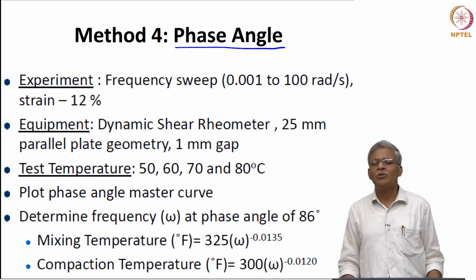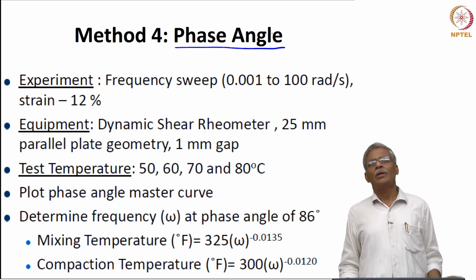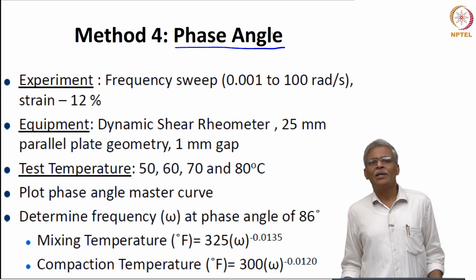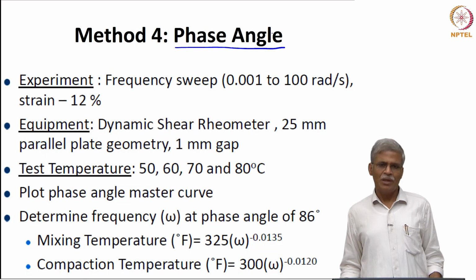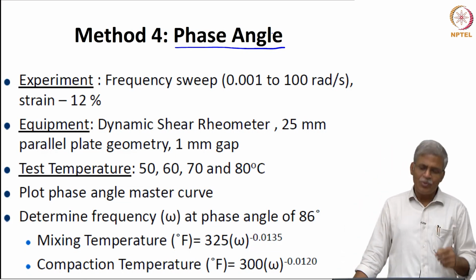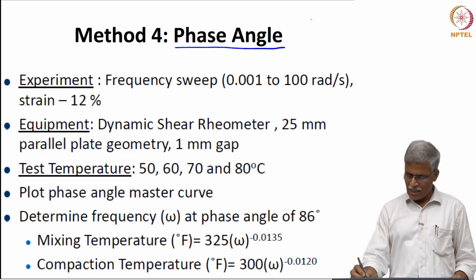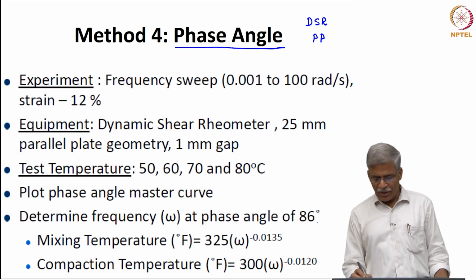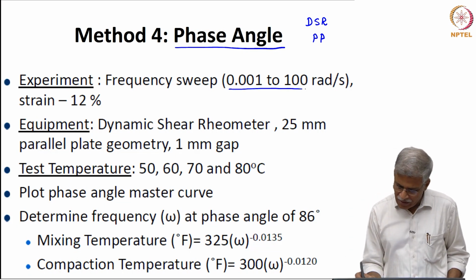Please understand, I am using the words tried out because even now in most places the manufacturer recommended mixing and compaction temperature is being used. So, in this method we use a DSR, a parallel plate assembly, and then we do a frequency sweep. So, what is a frequency sweep?